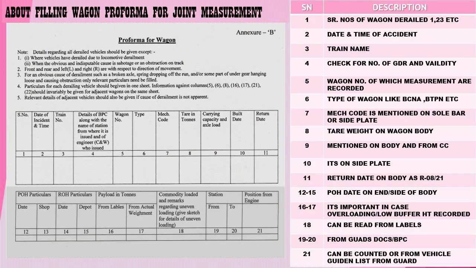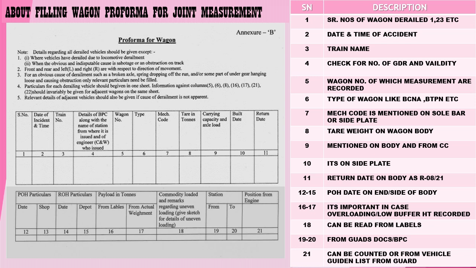So after these documents are ready, the work left is only the restoration, and after the restoration of track and traffic, then comes the turn of recording the wagon measurements. So I am showing the standard pro forma which has been circulated by Railway Board, and this is the pro forma for wagon measurement. One thing I would mention here is that we need to study very carefully all the points mentioned in the note, as these give the directions to fill in and to act according to the nature of derailment.